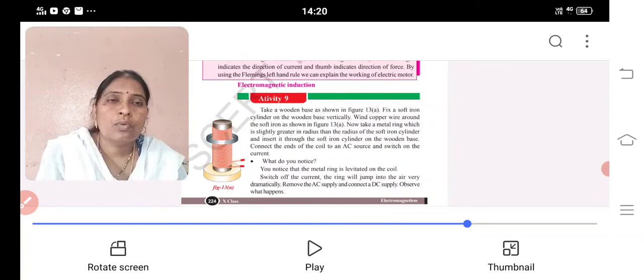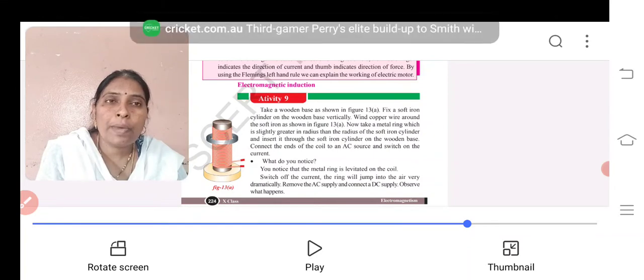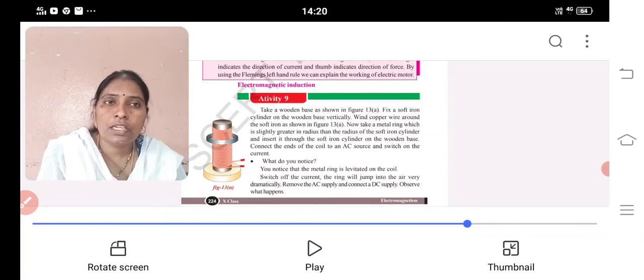Okay. Now, electromagnetic induction. It asks us to take a wooden base as shown in figure 13a. Fix a soft iron cylinder vertically on the wooden base. Wind copper wire around the soft iron nail as shown in the figure. Now take a metal ring which is slightly greater in radius than the soft iron cylinder and insert it through the soft iron cylinder.